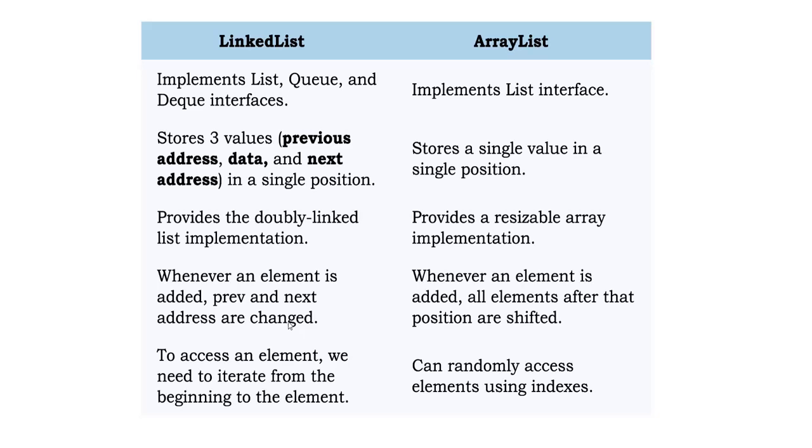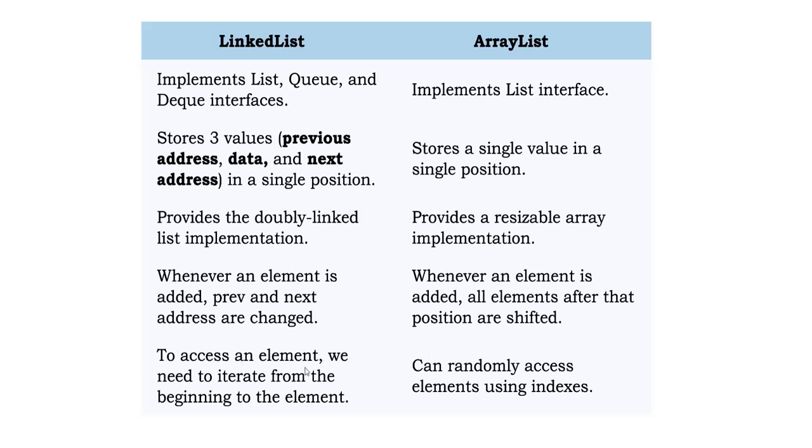Okay. But whereas in case of array list, whenever an element is added, all elements after the position are shifted. So suppose if you remove an element in the third position, all the remaining elements present after the third will get shifted one after the other. Okay.